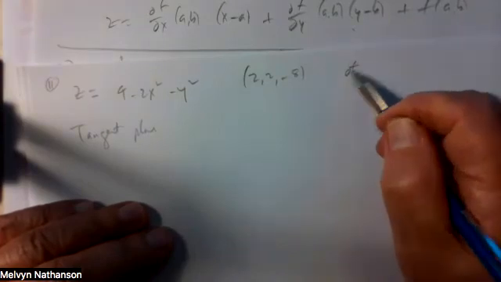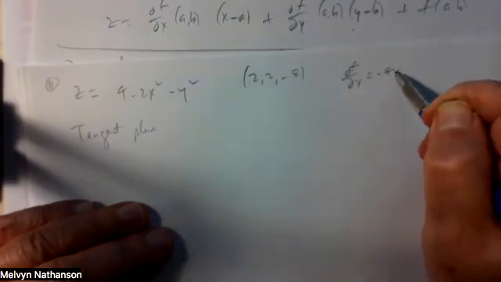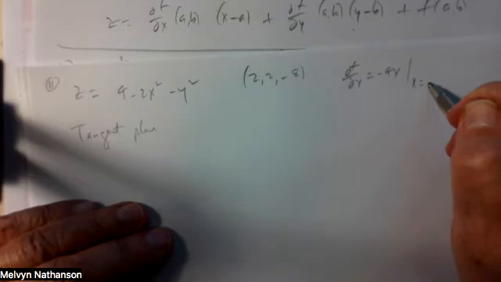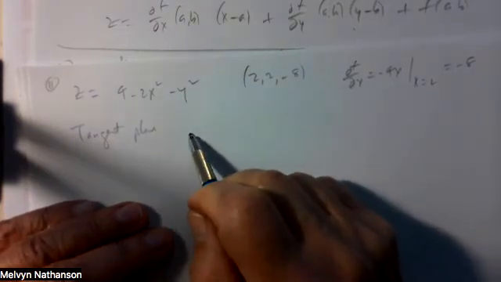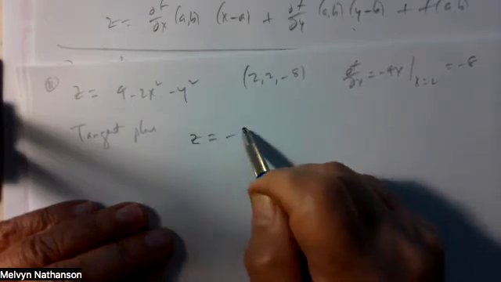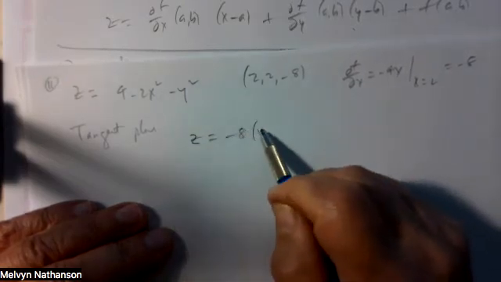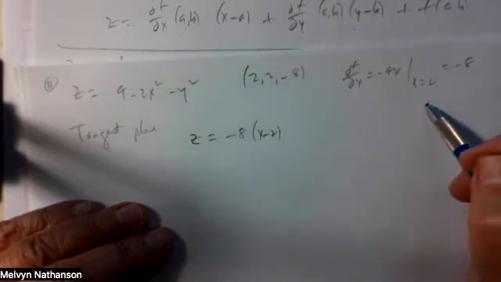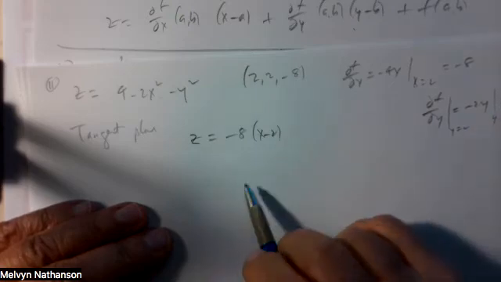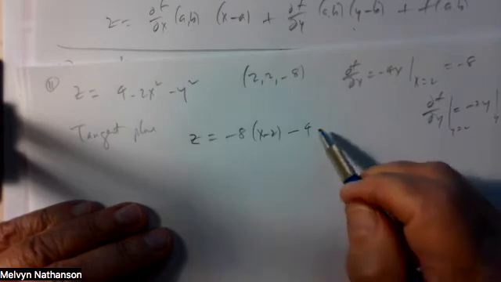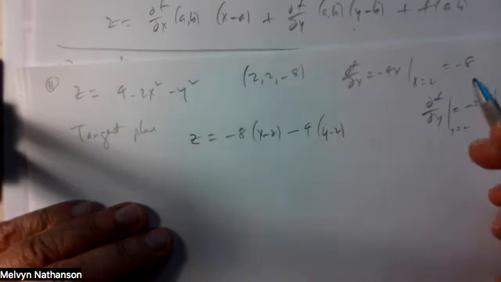So the partial of f with respect to x is minus 4x. And when x is equal to 2, this is minus 8. So we get the tangent plane z equals minus 8 times (x minus 2). The partial of f with respect to y is minus 2y. When you evaluate this, when y equals 2, you get minus 4. So minus 4 times (y minus 2).